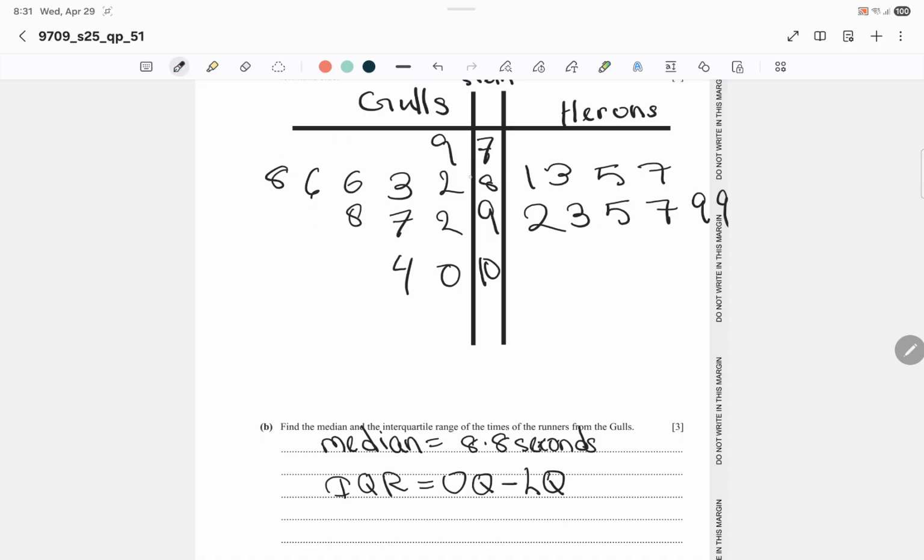So 0.8, right? Okay, so substitute this, and this. So from this part, we have to find the lower quartile. From this part, we have to find the upper quartile, right? Okay, so from the lower quartile, we can see it's 8.3. And over here, it is 9.8. This is the lower quartile. This is the upper quartile.